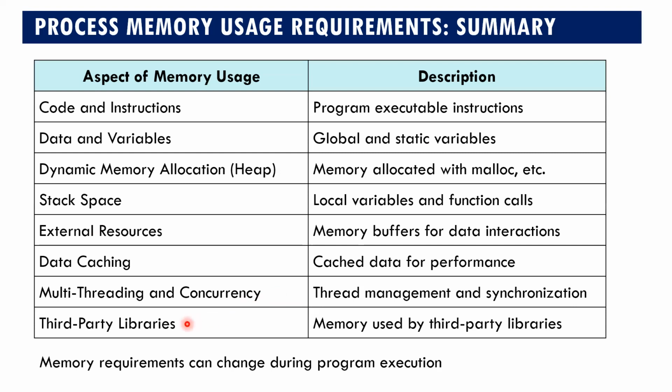In addition to this, if the program is using some third-party libraries, memory is also required for storing the functions of these third-party libraries. So the summary is that the memory requirements of a process can change during the execution of the process, depending upon the data caching techniques being implemented, the multi-threading concepts being implemented, or the usage of third-party libraries.